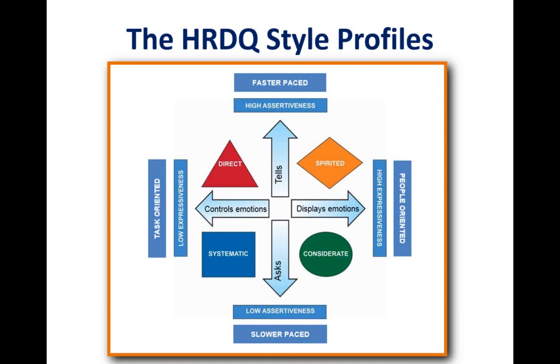You can see by looking at the upper bar that these people are typically faster paced, meaning they talk fast and they walk fast, and they're highly assertive. Now, next to the direct, moving over to the right, are the spirited people.